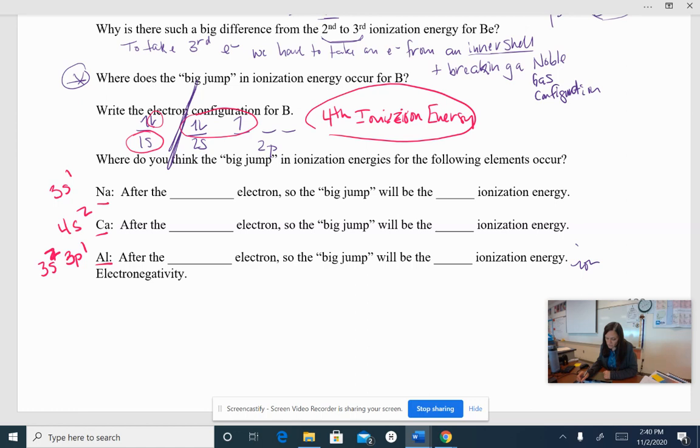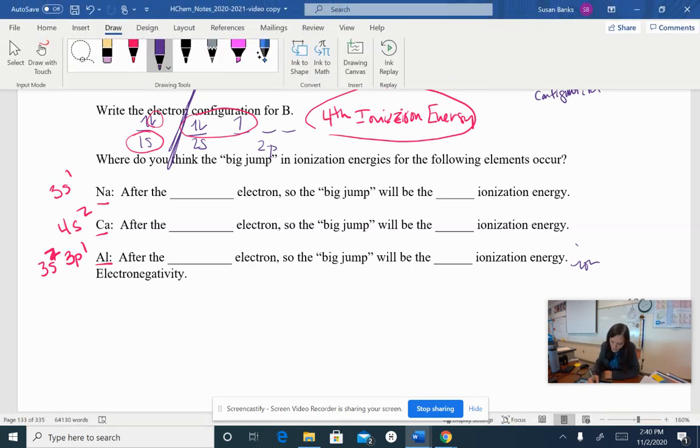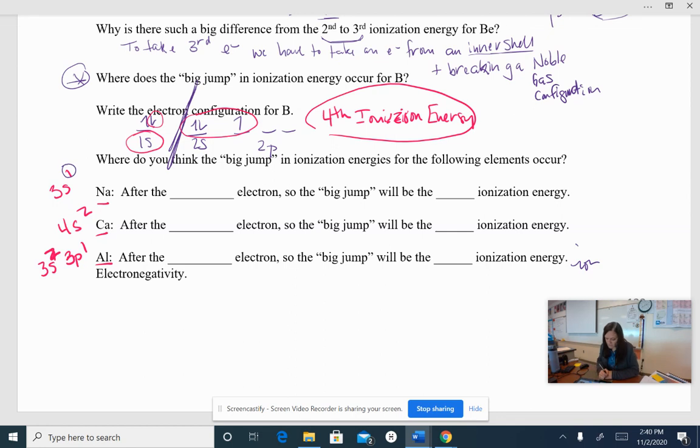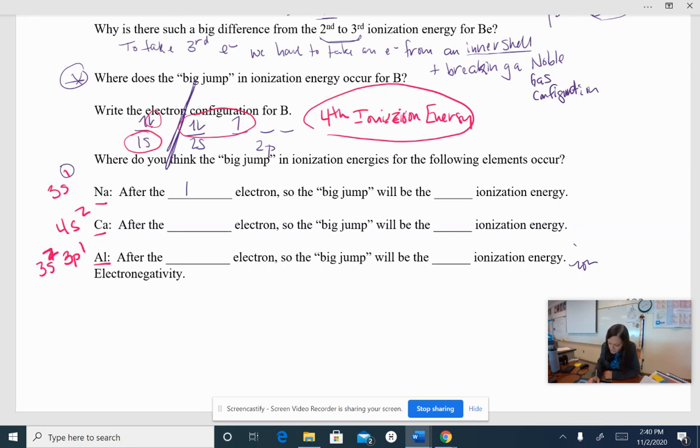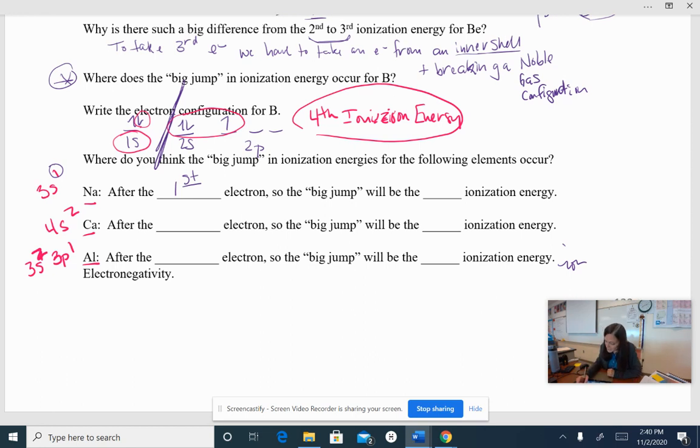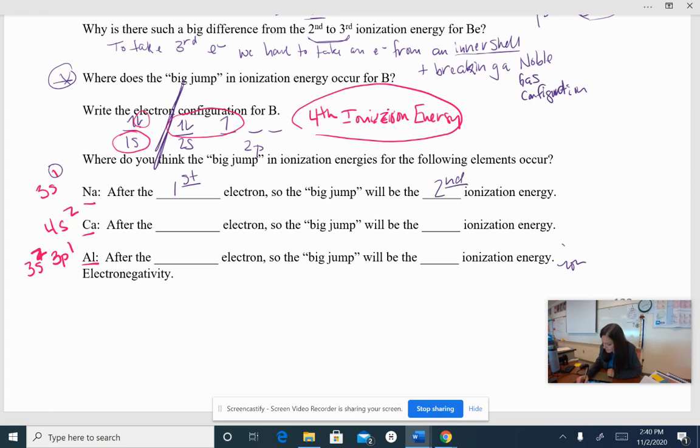To get to a noble gas configuration for sodium, I just have to pull off 1 electron. So after that first electron, I now have a noble gas configuration of neon. So the big jump for sodium will be that second ionization energy. Okay, I want you to do the same thing for calcium and aluminum, and we'll check in just a second.